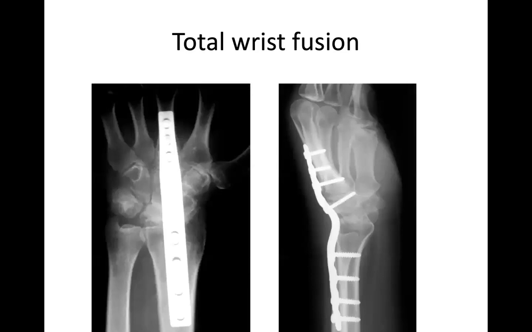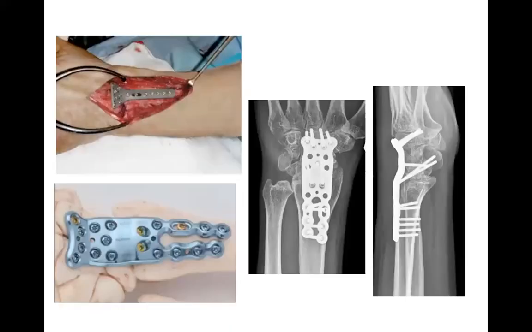So this is the dorsal plate. One on the left is quite an older plate where you had to pre-bend. The one on the right is, these come in pre-contoured plates now, locking screws, and they're good implants.